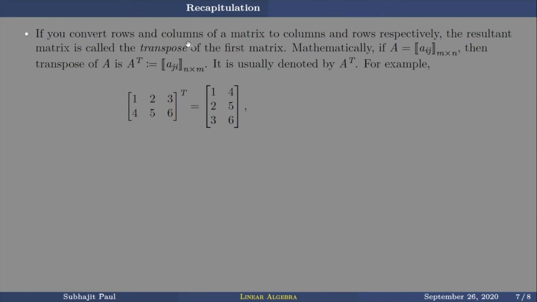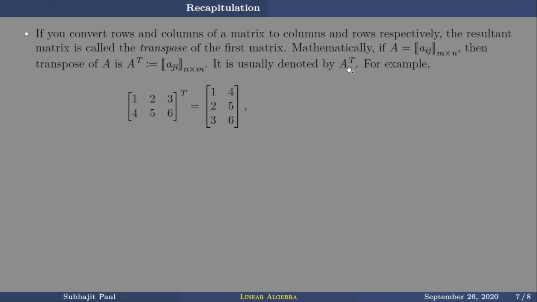If you convert rows and columns of a matrix to columns and rows respectively, the resultant matrix is called the transpose of the first matrix. Mathematically, this is the definition. Now this one is the description. The first line is the description and this is the definition. Mathematically, if Aij is a matrix n by n, then transpose of A is Aji. So that is how things are changing. So the ijth element of the transpose matrix will be the jith element of the original matrix.